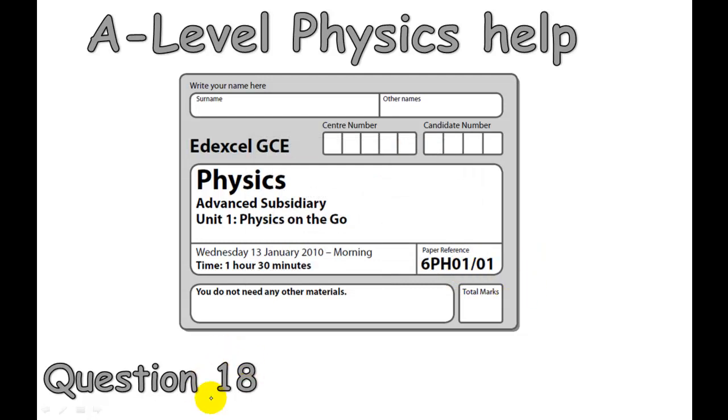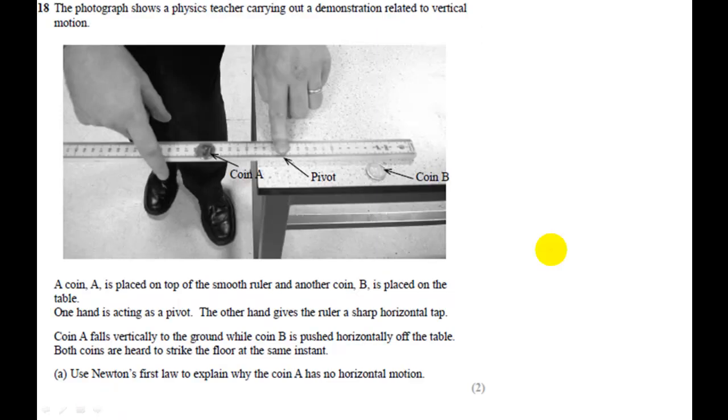Hello, welcome to a presentation explaining question 18 from the January 2010 Edexcel Physics on the Go exam paper. Okay, pause the video and read this question.